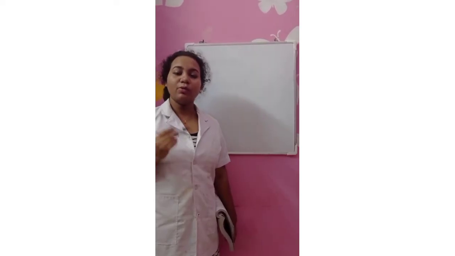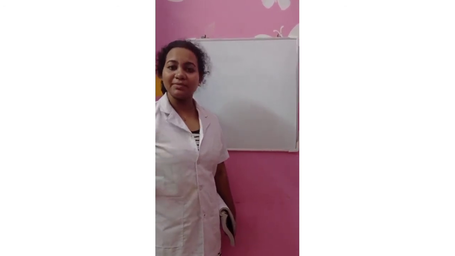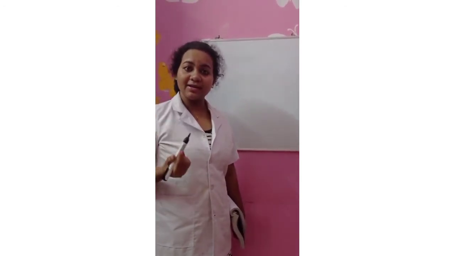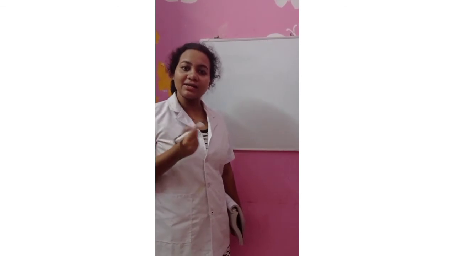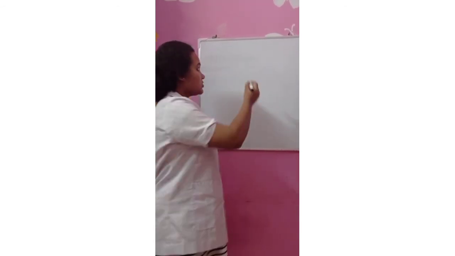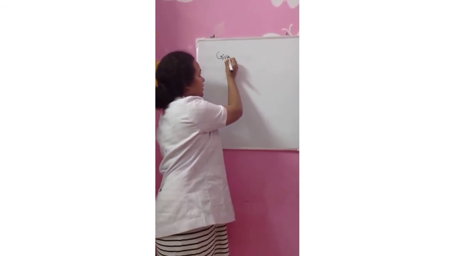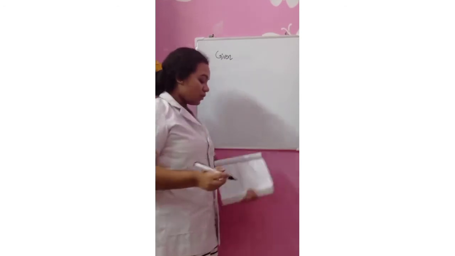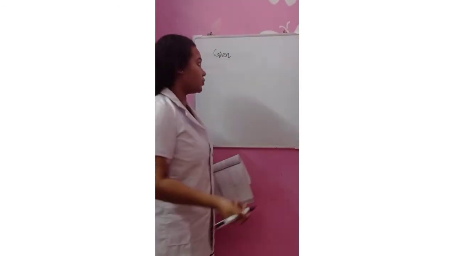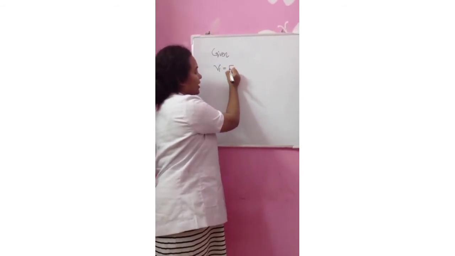We'll see how to solve this problem. In the problem, what things are given? We know the pressure remains constant, so we have to apply the Charles' law equation. What things are given? The initial volume is given, that is 500 cm³. So V1 is equal to 500 cm³.